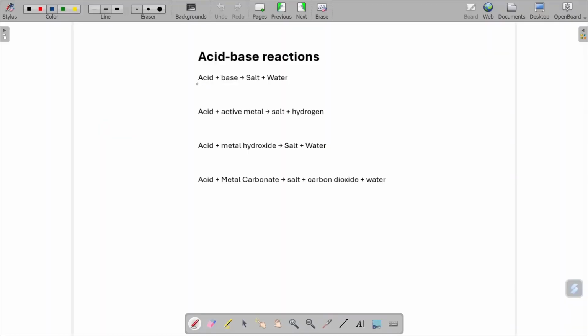There are numerous acid-base reactions, and you should be able to know generally what these reactions are, and then be able to apply these reactions to a specific system. So if we look here, the first kind of reaction is basically an acid-base reaction that forms a salt and water. And this is known as a neutralization reaction.